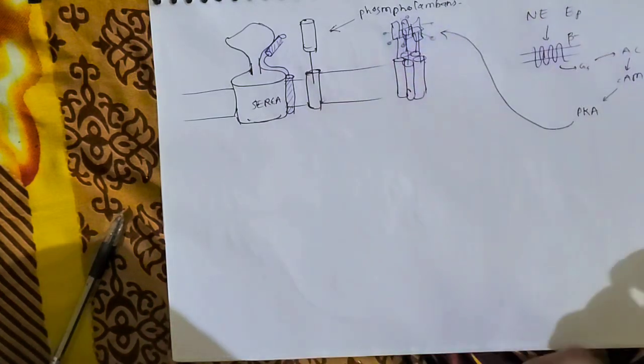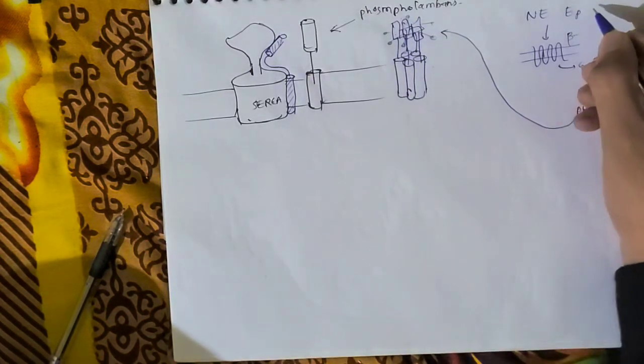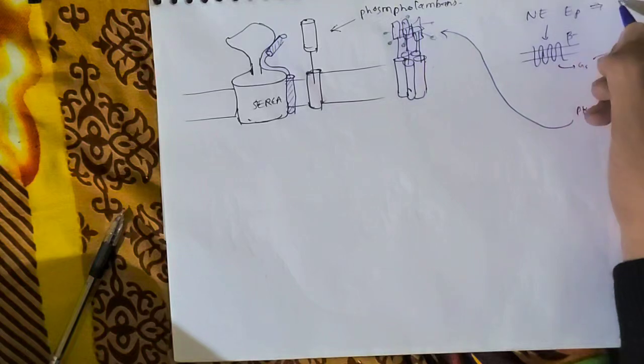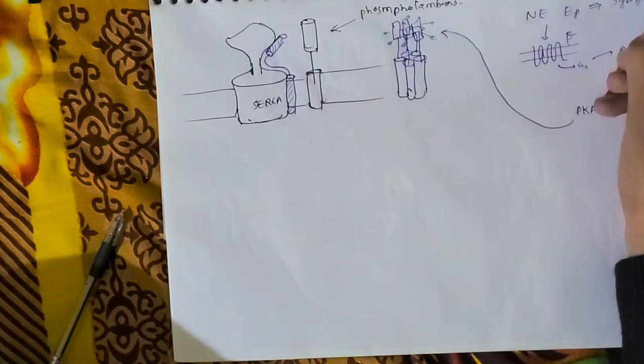And the faster this process becomes, the faster the heart rate will become, and this faster heart rate will be accountable for norepinephrine's work by the sympathetic nervous system.